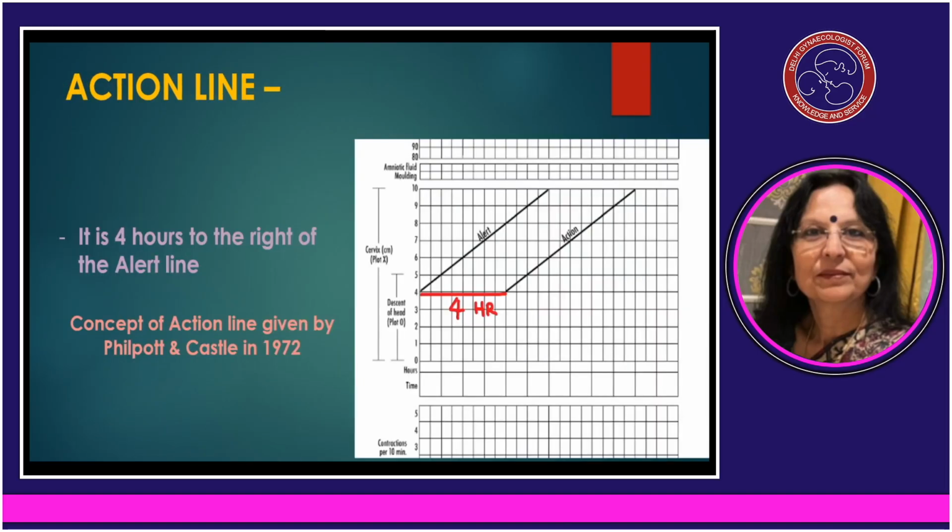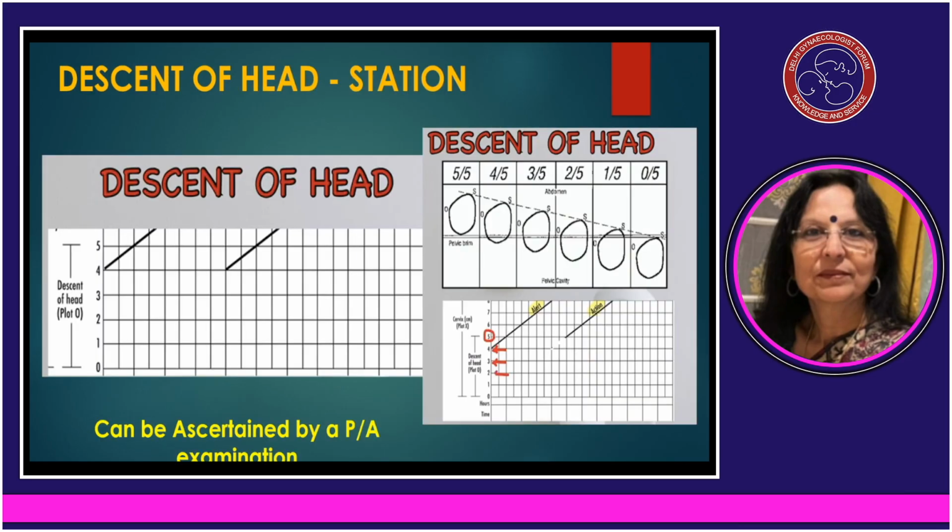And the action line was 4 hours away from the alert line, indicating that you had a time period of 4 hours to decide which side the plot was going. Next. And then the descent of the head was plotted as rule of 5, we've already discussed. And next.